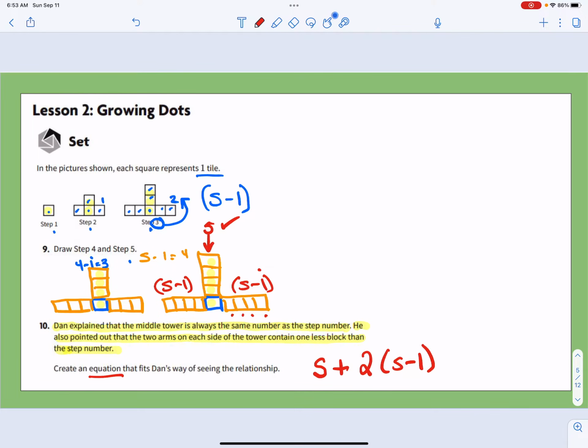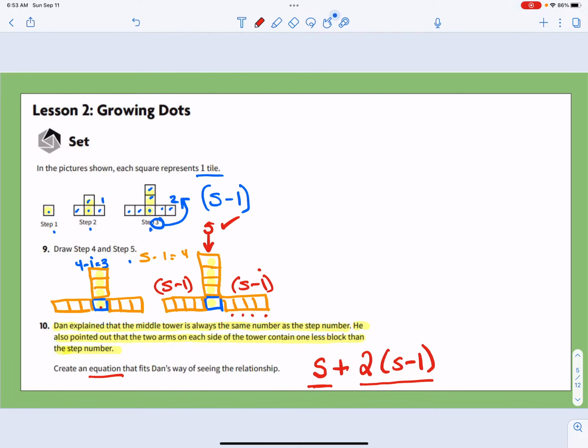Okay, so that seems to work for Dan's method pretty good, right? You take the middle part here, the middle tower, and then you add the 2 arms. So that's one way of looking at it, definitely a way of seeing it, okay? And that's what's interesting. Like, I didn't draw it that way, right? I drew the middle, and then I just drew all of these as the ones that go with it.